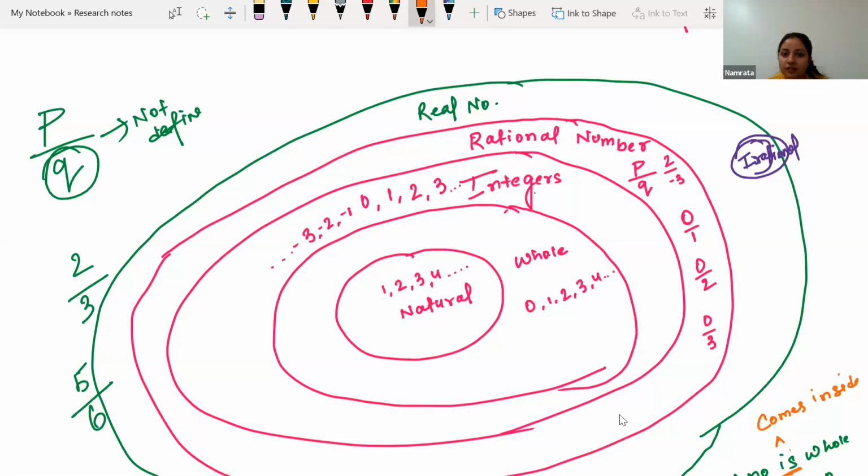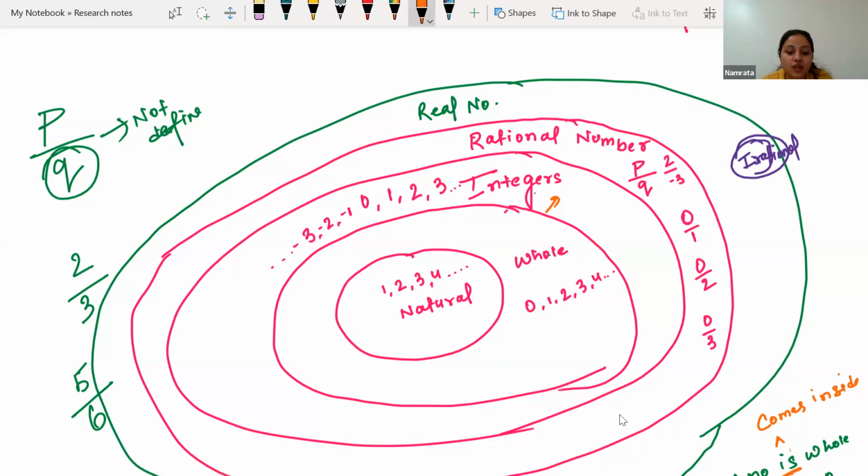Every integer comes inside whole number? We can see it is outside whole number. Yes or no? Yes, ma'am. So always keep in mind this Venn diagram. No, it is outside whole number. So all the integers are not whole numbers. The example is minus 1, an integer, but minus 1 is not a whole number. Minus 3 is an integer, but minus 3 is not a whole number. So all the negative numbers are integers, but negative numbers we cannot take as whole numbers.